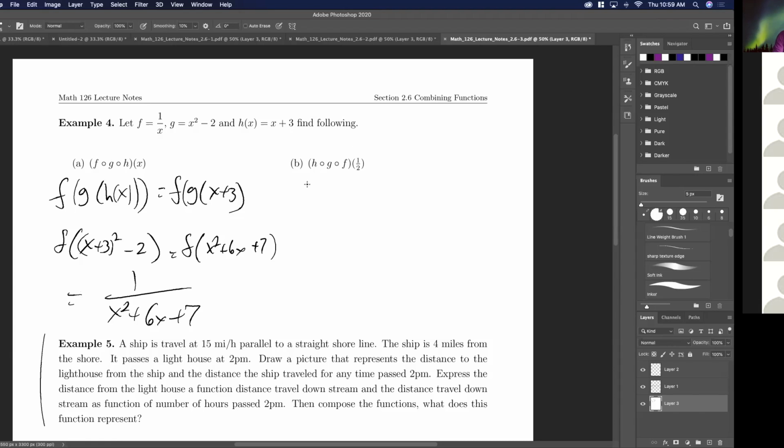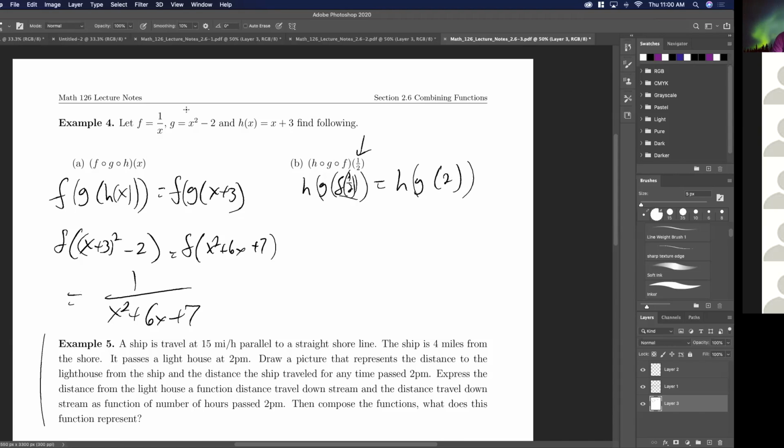All right, so we can always get to this point, but if we are just plugging in a number, just go ahead and plug in the values and calculate directly. Let me explain what I mean by that. Here, h of g of f of a half will give us 2.